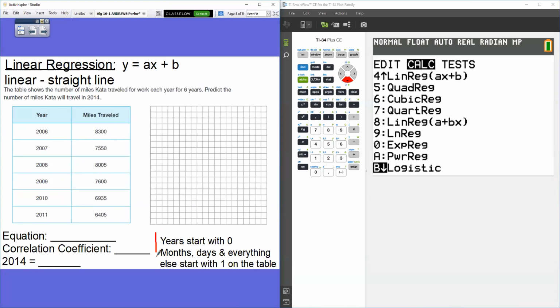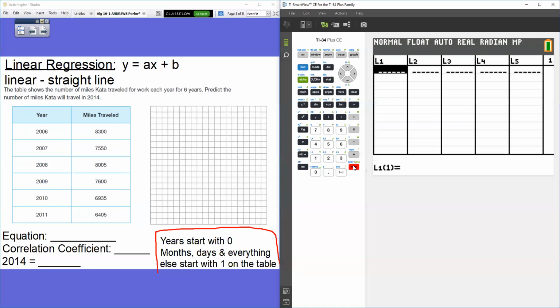First of all, you have to think back to when we originally learned this. Remember that anytime that we have years, years start with 0. So are you going to type in 2006 into your stat edit? No, you're not going to type in 2006. Years start with 0. So 2006 is year 0. 2007 is 1. 2008 is 2, 3, 4, and 5. We are not typing in those years. However, if it was months or days or anything else, then it will.